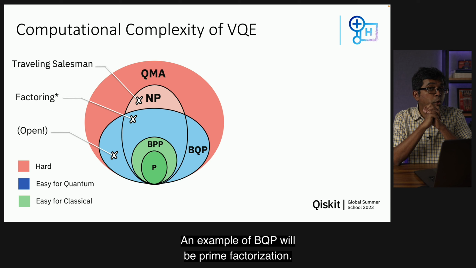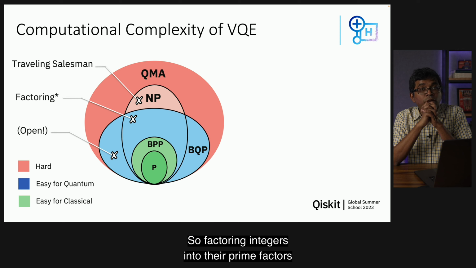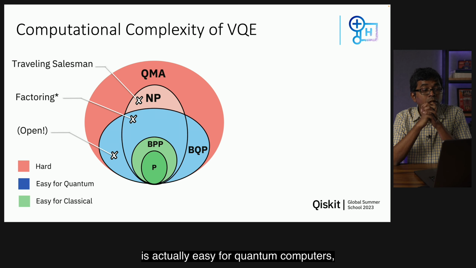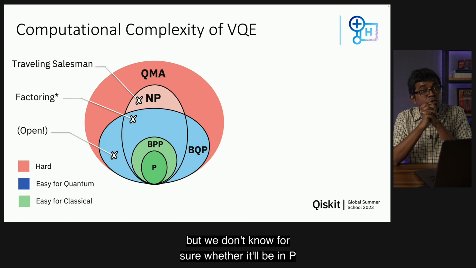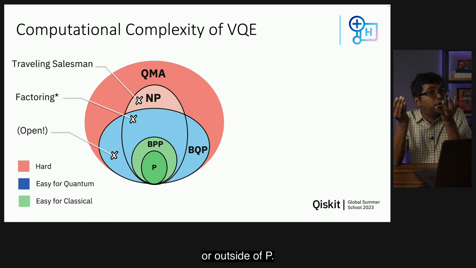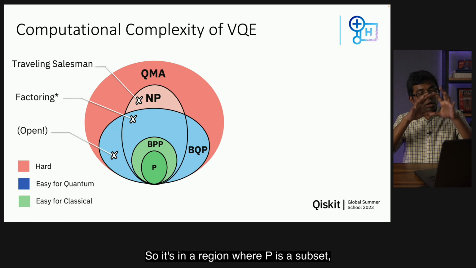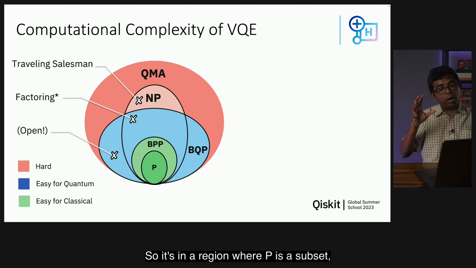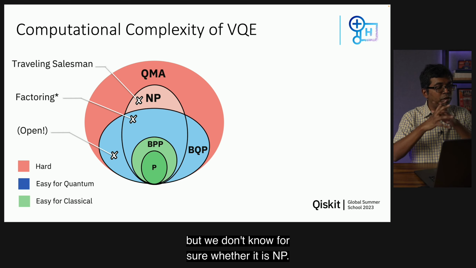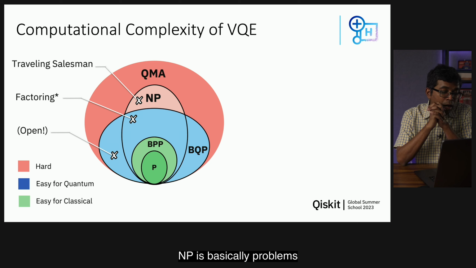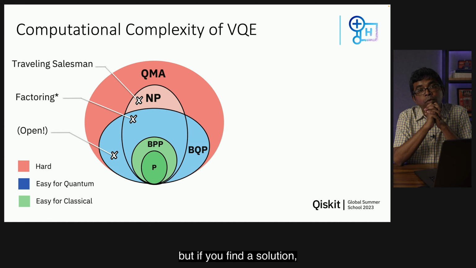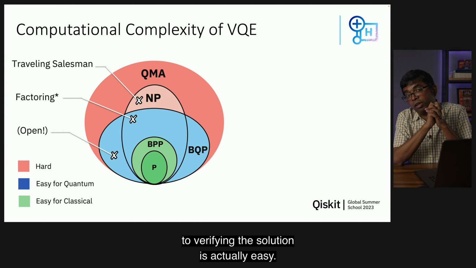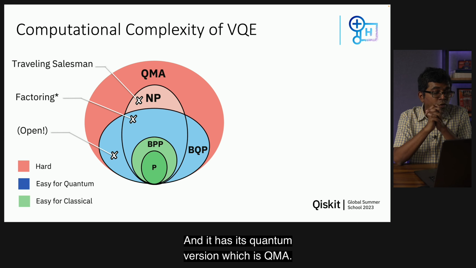An example of BQP will be prime factorization. Factoring integers into their prime factors is actually easy for quantum computers. That's why it will be in BQP. But we don't know for sure whether it will be in P or outside of P. So it's in a region where P is a subset, but we don't know for sure whether it is in P. NP is basically problems for which finding the solution is hard, but if you find a solution, verifying the solution is actually easy. And it has its quantum version, which is QMA.